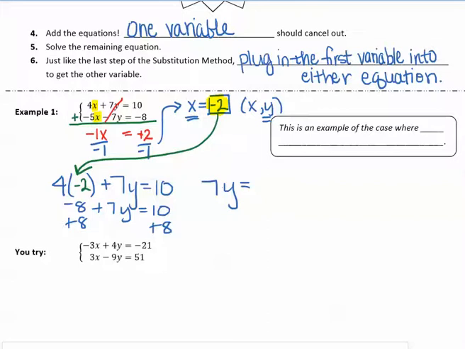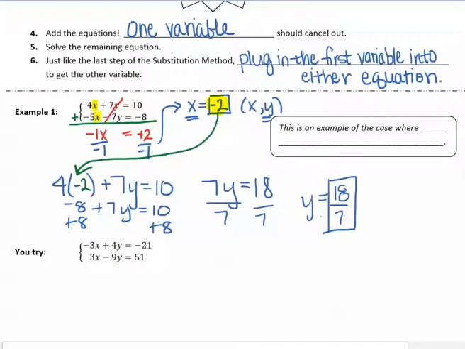And then divide both sides by 7. And we don't get a nice number for y, and there's no guarantee that it has to be a nice number for y. 18/7 is fine. If it was a fraction, you can leave it like that as long as you reduce it. So my final answer is -2, 18/7.